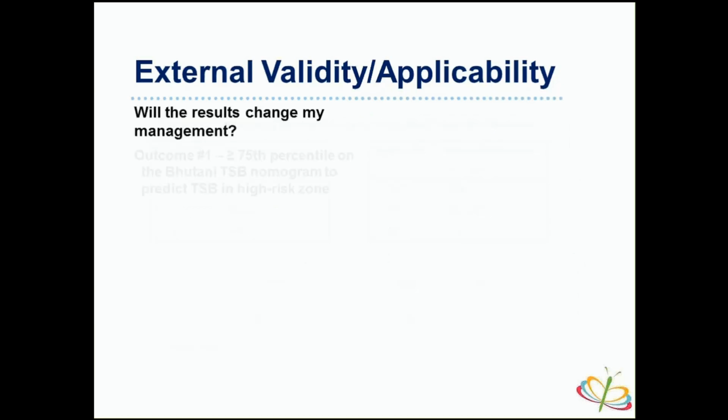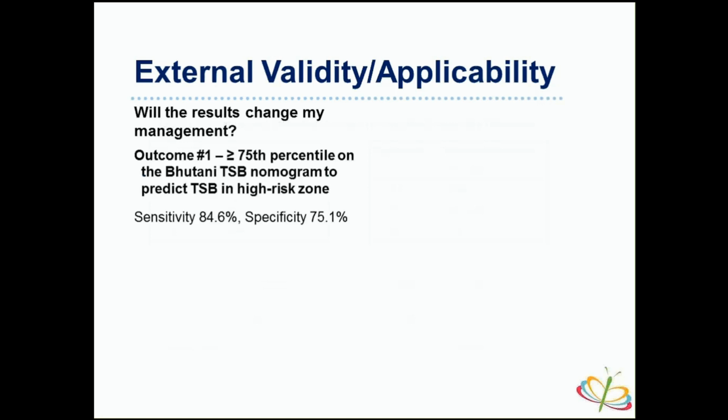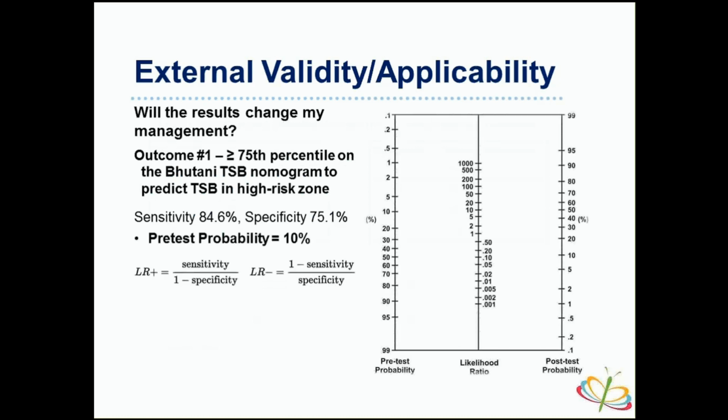So, will they change my management? Now we get to do a little bit of math and a little bit of drawing. So we talk about our first outcome. Again, if our Billy-Cam-Billy ends up plotting at high intermediate risk or higher on the nomogram, will that predict a high-risk zone? We've already talked about the sensitivity and specificity of 85 and 75%. All right, post-test probability. Again, we're just going to go with the prevalence, and then we're able to calculate our likelihood ratios based off of sensitivity and specificity. Now, these were not presented in the paper itself, so this is something you do have to do on your own as part of your critical analysis of this type of paper.